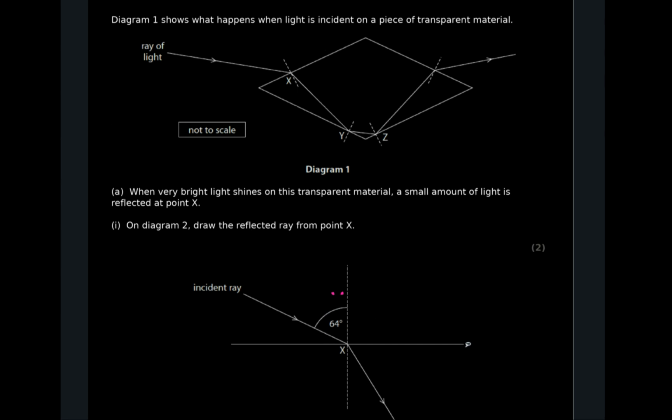Now, diagram 1 shows what happens when light is incident on a piece of transparent material. We have a ray of light moving into point X. It goes through Y, Z, and then it is refracted on the other end, and then it emerges out of the transparent material. Roman 1, we are supposed to draw how the reflected ray will go from point X. And this is exactly what you will have.